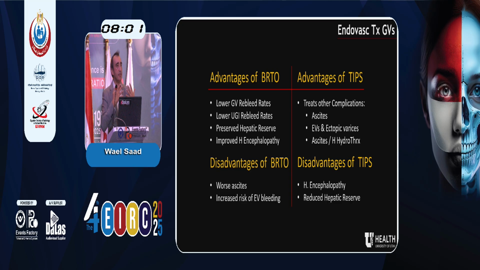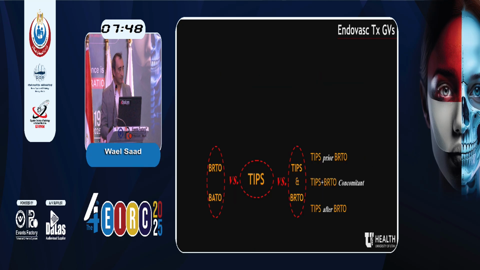So what you need is to tailor it to the patient's presentation and the patient's anatomy. And then in the mix of all this, when do you do partial splenic embolization as well? This is very complicated, so I can't cover all of it. But generally, this is a very old slide of mine from about 20 years ago, when I first started talking about this, showing that it's not just BRTO versus TIPS.